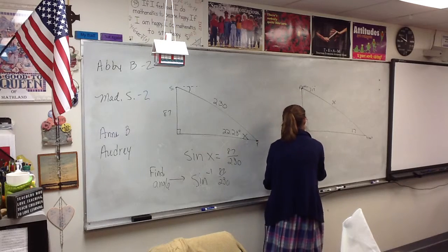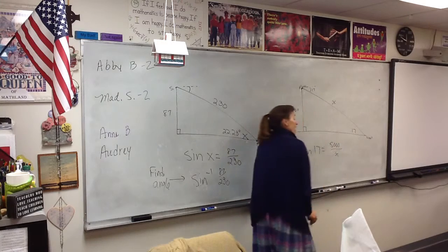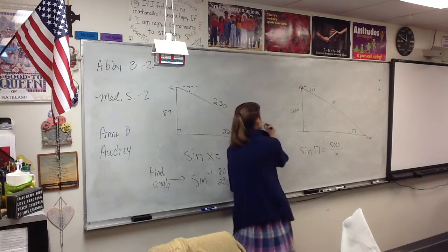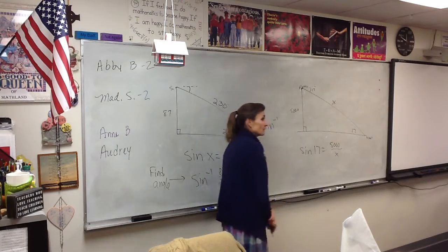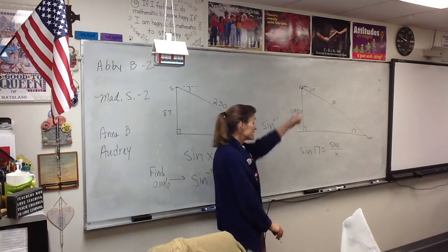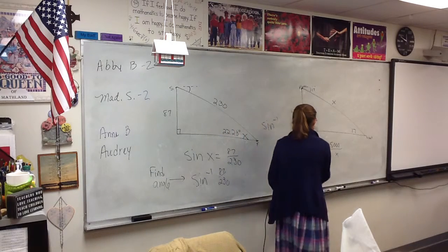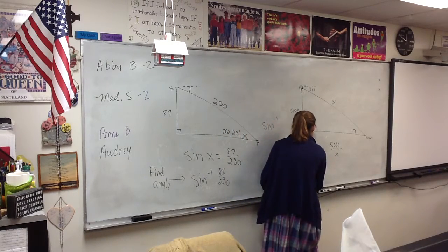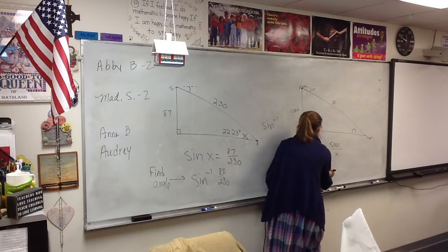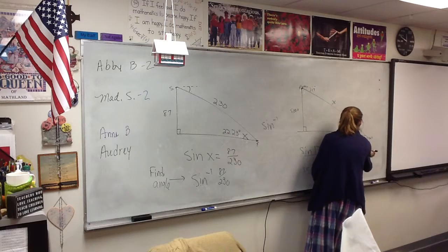Sine 17 equals 5,000 over x. Now, do you understand why I'm not using this button this time? I'm not finding the angle. I know the angle. I'm finding a side. So x sine 17 equals 5,000. So x will equal 5,000 divided by sine 17.